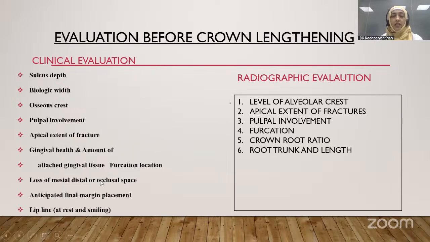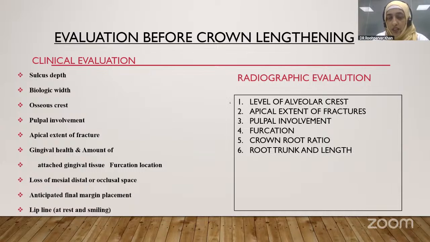So what are the things which we should evaluate before proceeding with the crown lengthening procedure? There are basically two factors that are considered. First is the clinical evaluation and second is the radiologic evaluation. In clinical evaluation, we have to see how much the sulcus depth is. Normal sulcus depth is 3 mm. So if the sulcus depth is more or less, which procedure should be proceeded with?